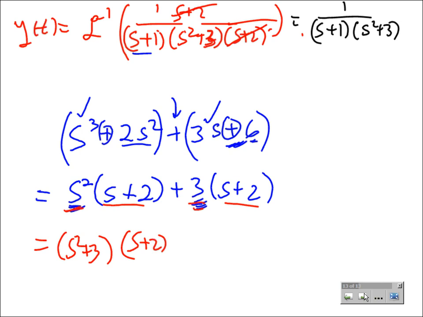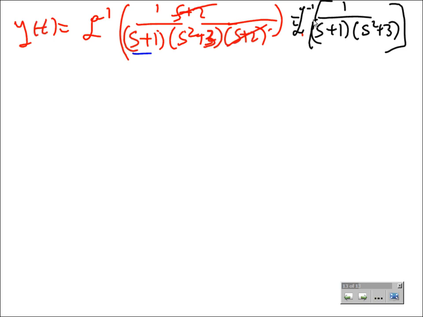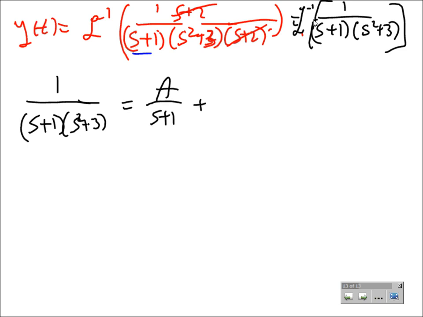So that is the inverse Laplace of that. Now, I don't know any inverse Laplace functions that look like what's in that bracket. I have to change the way it looks. And based on what we've done so many times already, we want to write this as something over s plus 1 plus something over s squared plus 3. We use the partial fraction technique to do that.